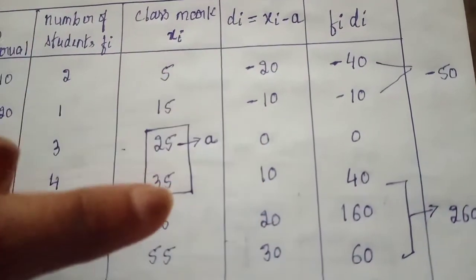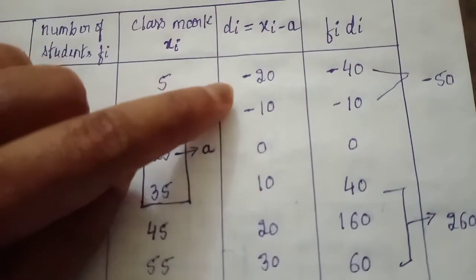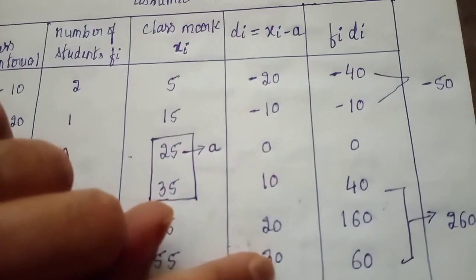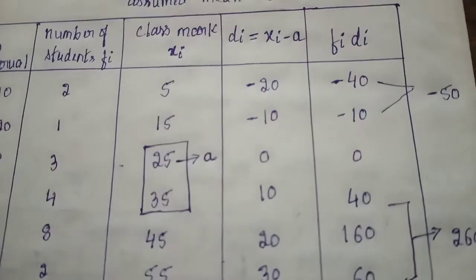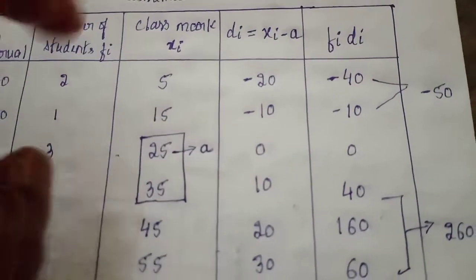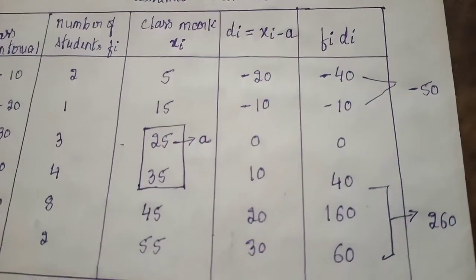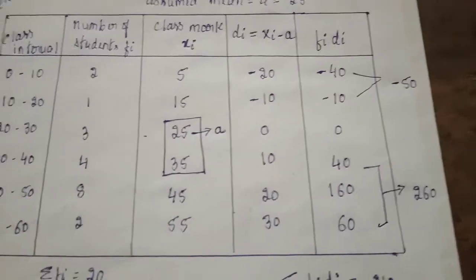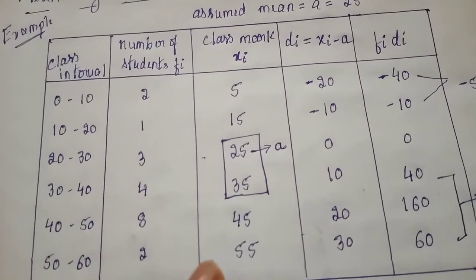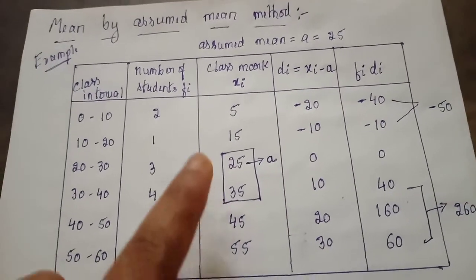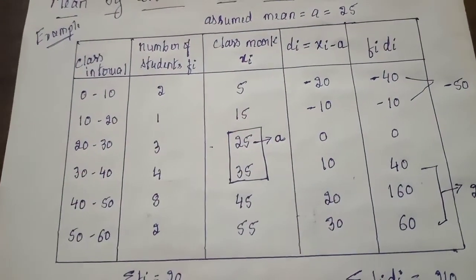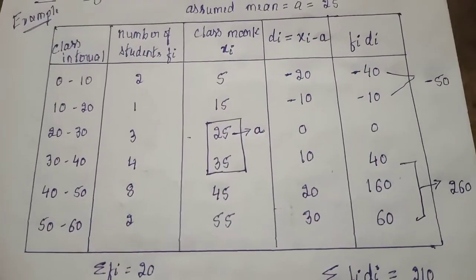Whenever we take the middle number, we get negative numbers at the start, then 0, and then positive numbers. This makes your simplification very easy because negative and positive values get cancelled, so we get a very simple sum at the end. Because of that, we take the assumed mean from the middle of xi. If you take it from the start, we get all positive numbers and a very big sum, so it is very difficult to cancel.